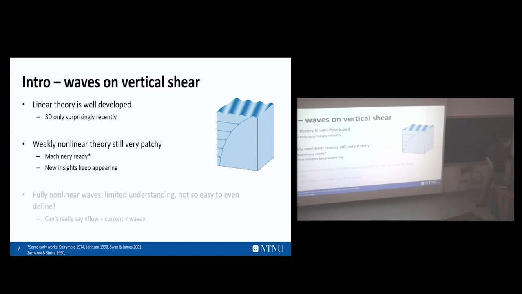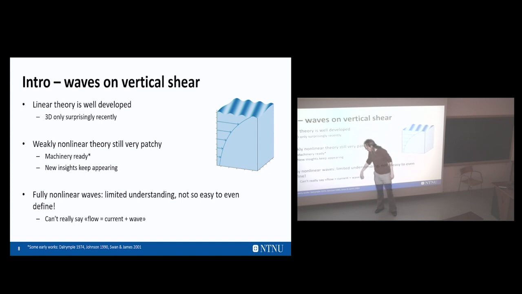And as for fully nonlinear wave-shear-current interactions, I would say there is still limited understanding, and it's not entirely trivial to even know what we're talking about. Because in weakly nonlinear theory, we like to say it's flow, it's current plus waves, but of course this is in a way fiction. What we have is flow with initial and boundary conditions, and when it's fully nonlinear, it's not necessarily trivial to say what you're talking about. So perhaps waves with vorticity, where you define the inlet conditions.